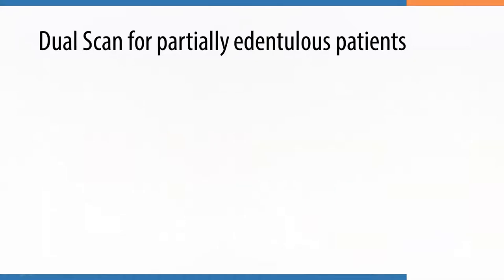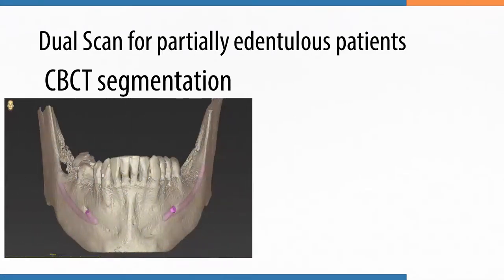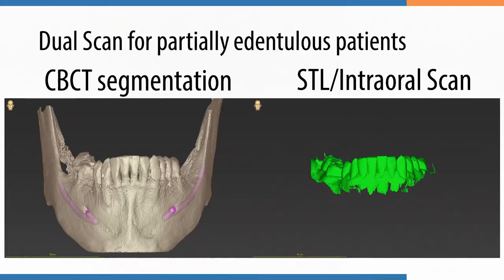Let's speak about data acquisition. You will always need a dual scan. And by saying dual scan, I don't mean the known dual scan protocol with a denture. For a partially edentulous patient, your dual scan is going to be composed of a CBCT. And here we can see the CBCT segmentation or a 3D rendering of the patient DICOMs. And on the right-hand side, we can see the STL file. This one was taken with an intraoral scanner.